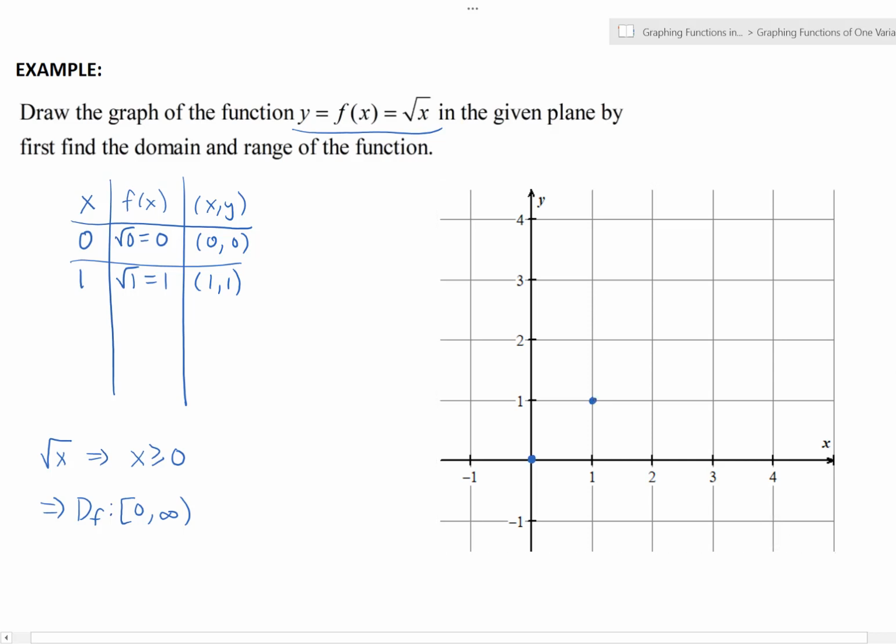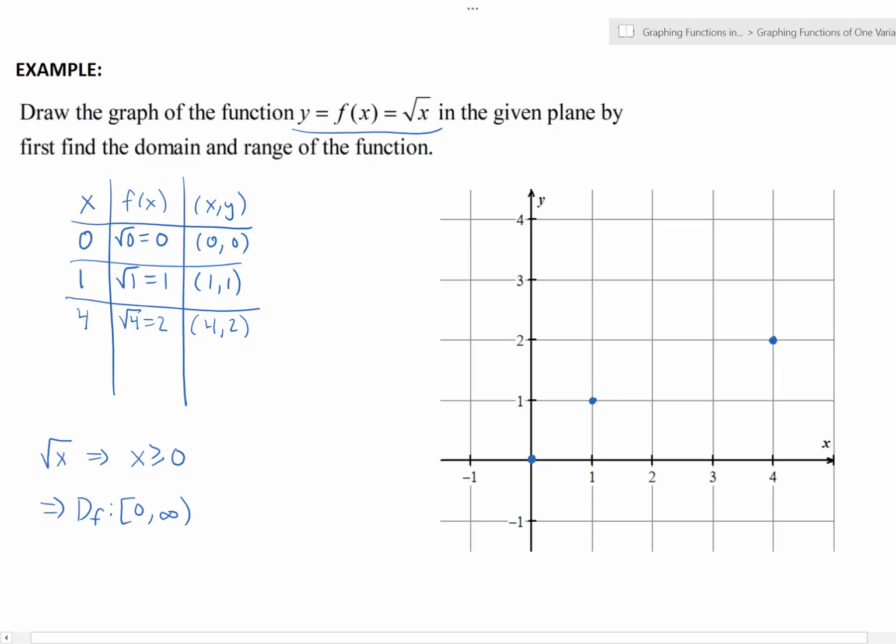Pretty nice. How about some more? How about if x is 4? Then the square root of 4 is 2. And we get the ordered pair 4, comma 2. Right about there. So you say, I'm starting to see a little bit of a pattern here. It's definitely not a line. It kind of goes up and then takes a while to get a little bit bigger.